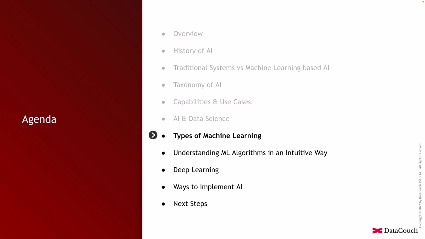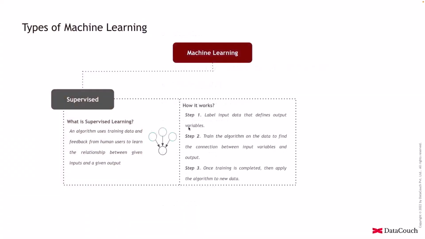So in this section, we are going to talk about types of machine learning. There are three major types of machine learning. One of the types is supervised machine learning. Supervised machine learning deals with the data set which is having labeled data.